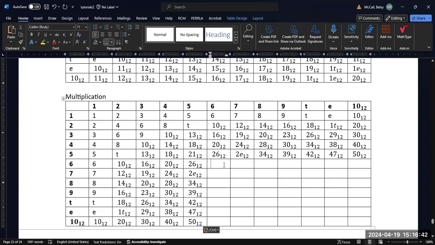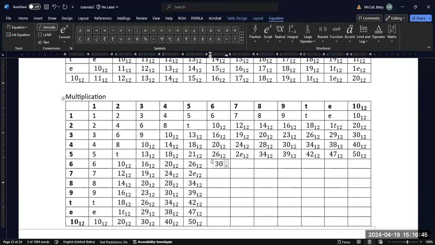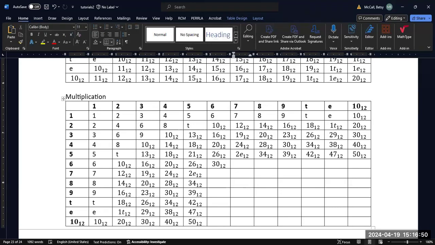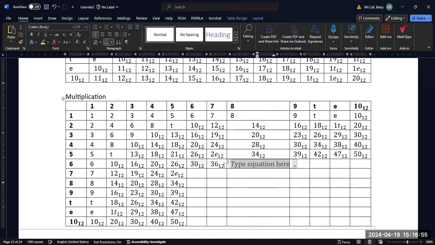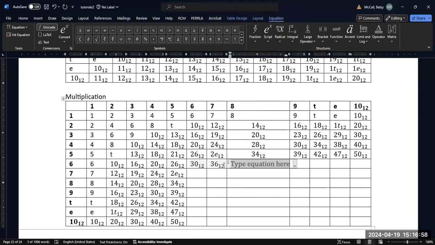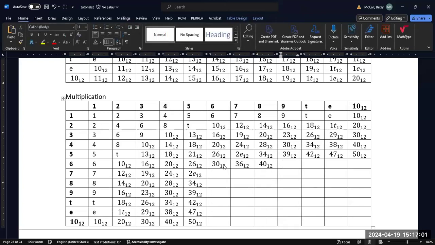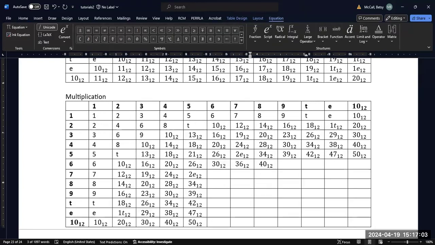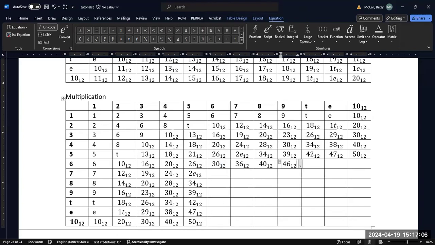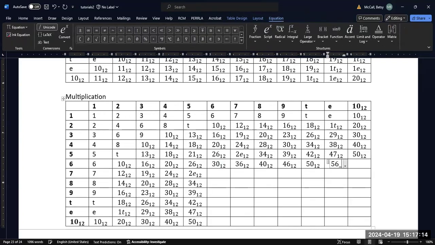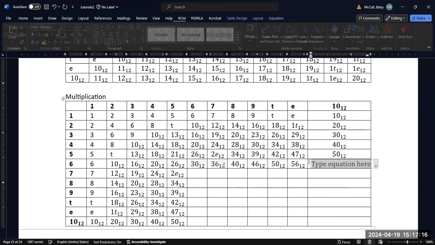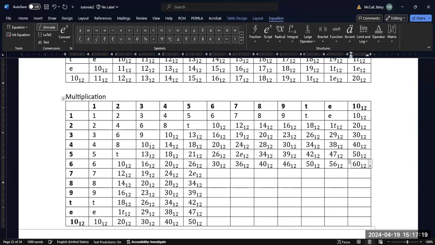All right, now 36, 6 times 6, that's three copies of 12. And if I add 6, I get 36. And if I add 6 more, 6 and 6 is 12, that gets me another whole copy of 12. 46. And then 50. And then 56, and then 60.